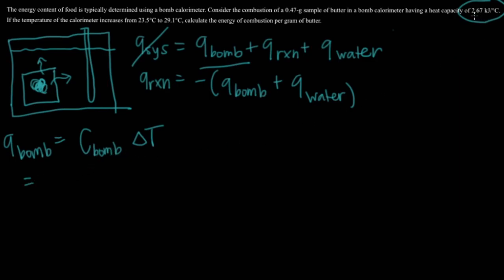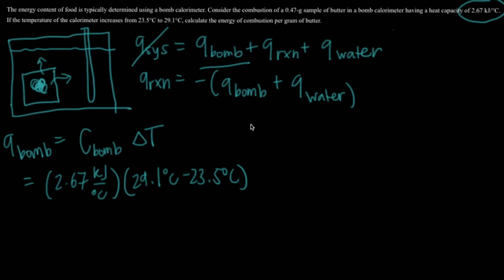So for this problem, our C bomb is 2.67 kilojoules over degree Celsius. Our change in temperature is 29.1 minus 23.5 degrees Celsius. So simplifying this out, we get 2.67 times 5.6. And this equals about 14.95 kilojoules.